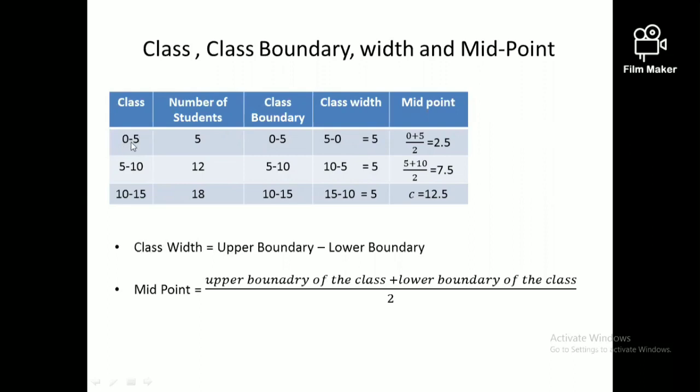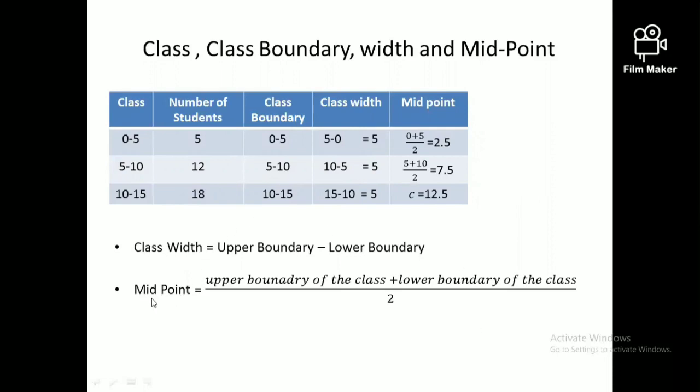So you can work out over here, the class width becomes 5 minus 0, that is 5. Here 10 minus 5, that one also 5. 15 minus 10, that one also 5. Remember that this is a group with the same class boundaries, right?